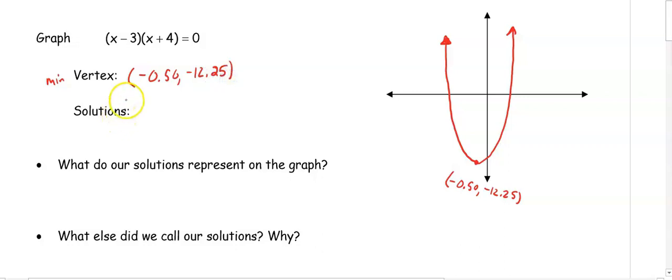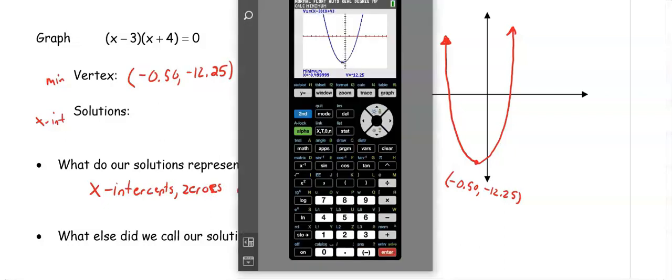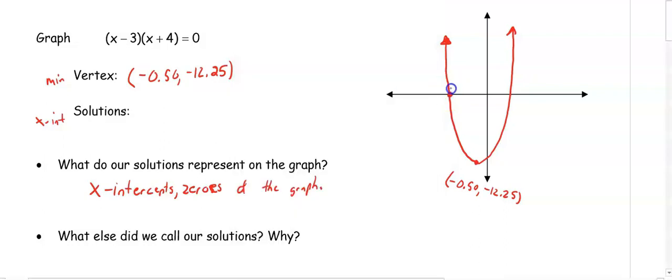So when we're looking for solutions, remember that solutions are also called your x-intercepts. So what do our solutions represent? They represent the x-intercepts, or the zeros, of the graph. So to find those, we're going to do second, trace, 5 for intersection. We're going to move to our first point. Enter 3 times, and that's going to be -4, 0.